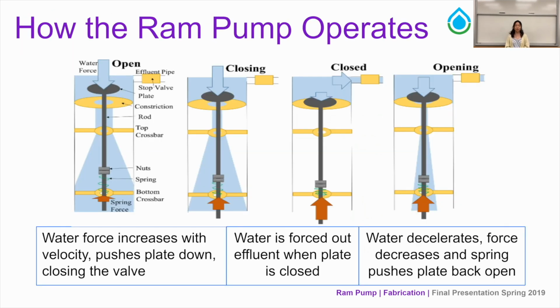So this just shows one cycle of the ram pump. In the open state, water is flowing down through the drive pipe through the waste valve, and this creates an acceleration that increases the drag force of the water. And eventually the force of the water overcomes the spring force, which closes the plate. Once the plate is closed, pressure builds up right around the effluent valve and water flows in through the effluent valve. And this decelerates the water, which decreases the force of the water flowing through, and the spring force eventually overcomes the drag force and the plate opens again.